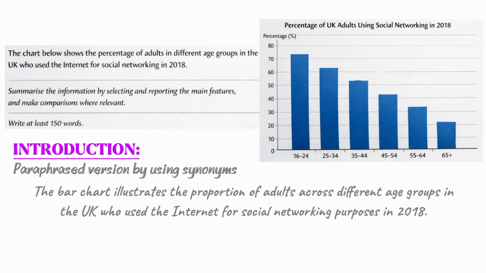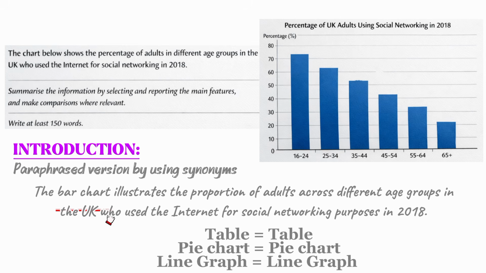The bar chart illustrates the proportion of adults across different age groups in the UK who used the internet for social networking purposes in 2018. You can notice that I did not change the name of the chart, and you should never change the name of your graph too. Remember, table is a table, bar chart is a bar chart, and line graph is a line graph. So I kept the bar chart.